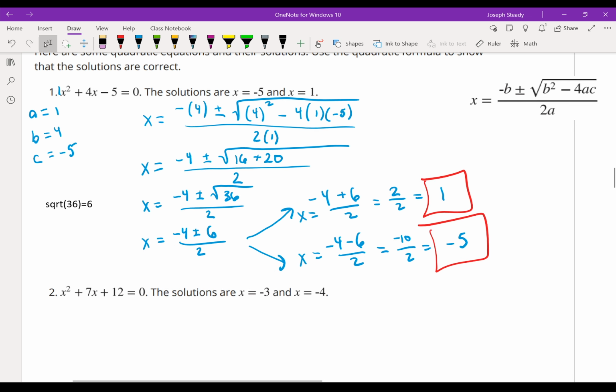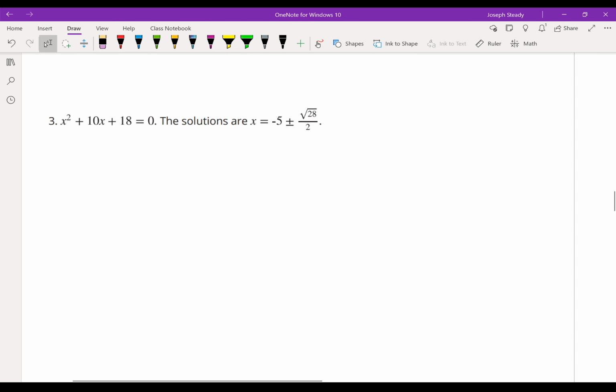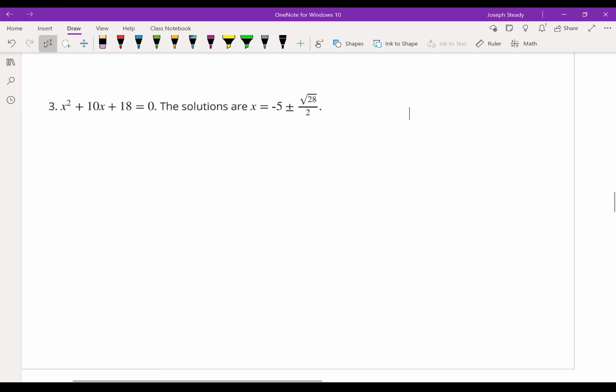We're going to skip over number 2, but it's a good one to go back to if you want some more practice. We're going to look at number 3. And again, I'm going to bring the formula down with us. Number 3 is again set up nicely: ax squared plus bx plus c equals 0. So we can jump right in and say, hey, a is the invisible 1, b is positive 10, and c is positive 18. They're all right there for us. And then we can go and start to fill in the blanks.